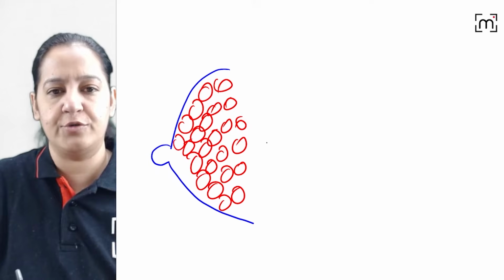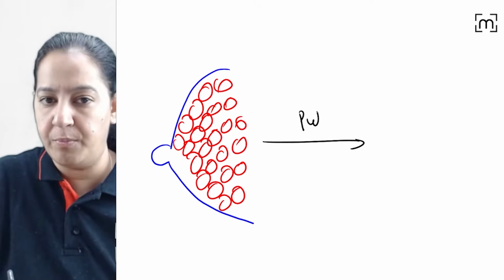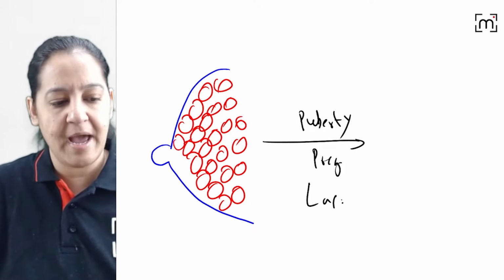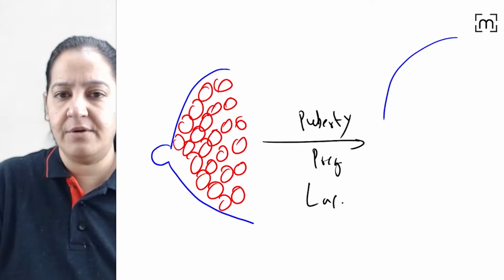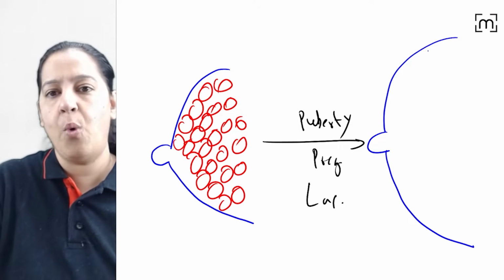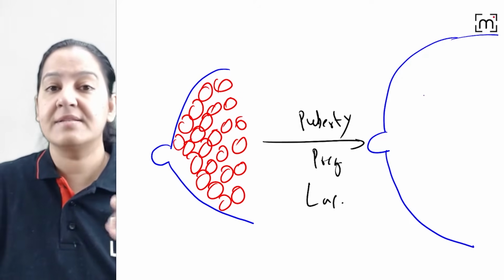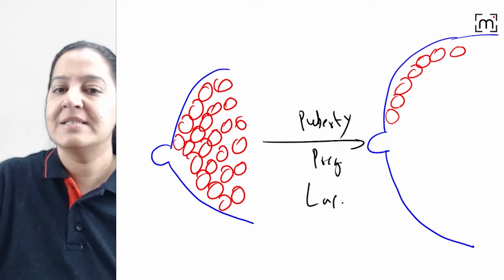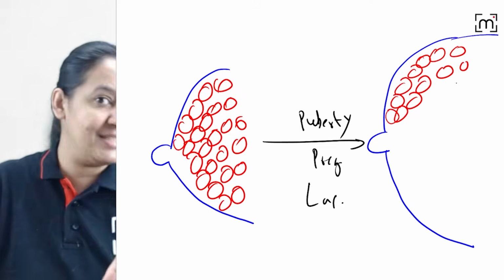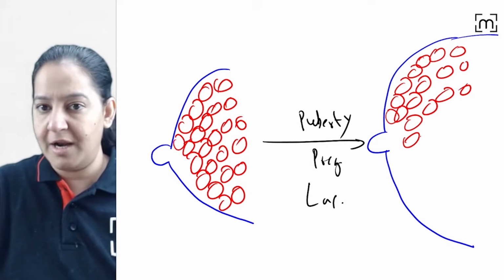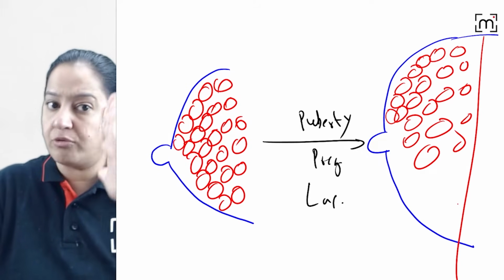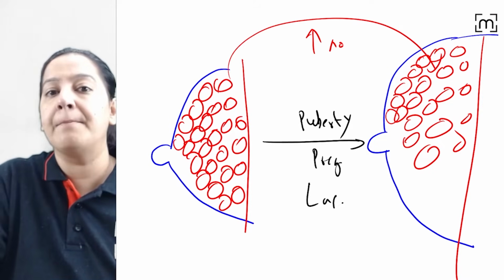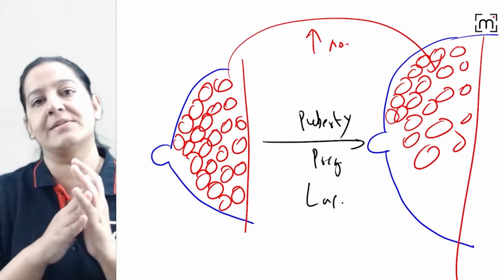Now, during 3 situations, what are the 3 situations? During puberty, during pregnancy and during lactation. What happens? You tell me what happens. The size of the female breast increases. Why is the size increased? The size is increased because of increase in number of the cells, not size of the cells. See, here I am drawing all the cells with the same size as the previous one. But if you count the total number, I am not drawing it completely, but it will be more, of course. So there is an increase in number of the cells. That's why the complete breast size is increased, right?